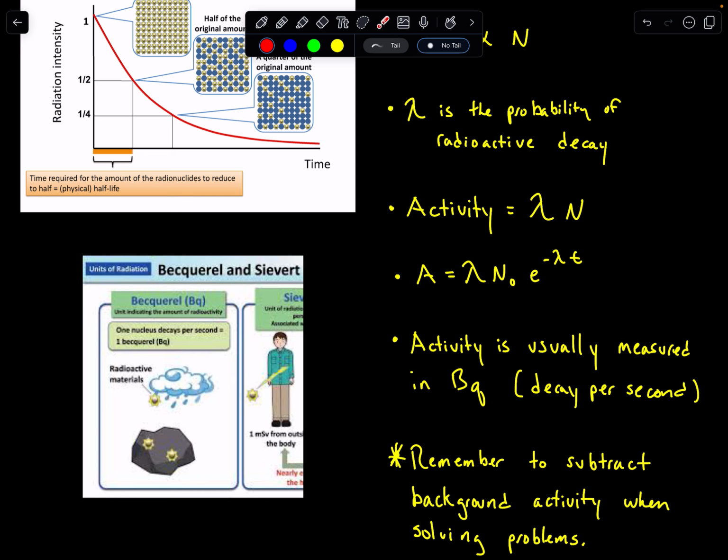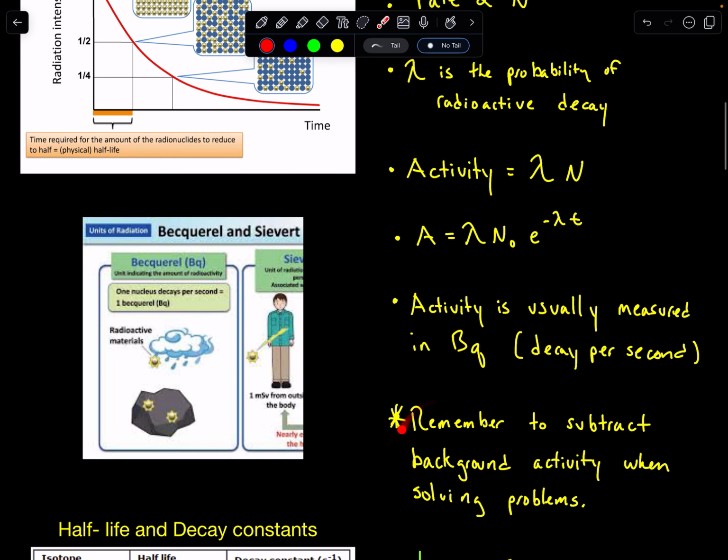Now remember, when we're doing questions, and I'll show you at the end of this lesson, we need to subtract the background radiation. We have background radiation due to the sun. The sun is constantly bombarding us with radioactive particles, so if I have a detector out, it'll be clicking even if there's no radioactive substance around, because there's background radiation. We'll have to deal with that when we get to these problems.